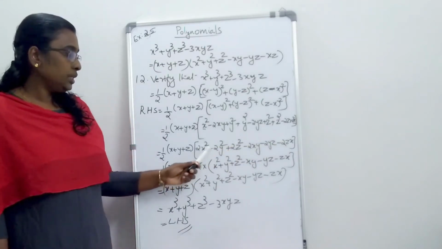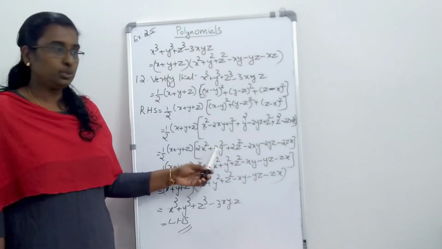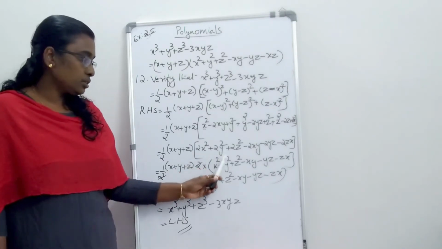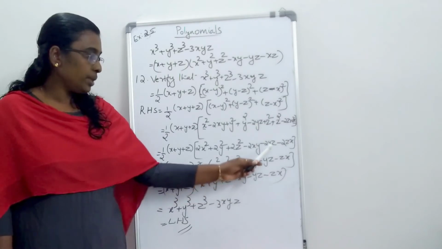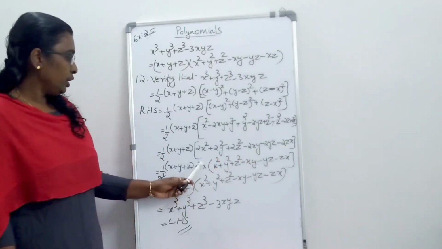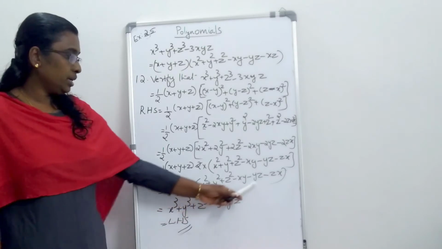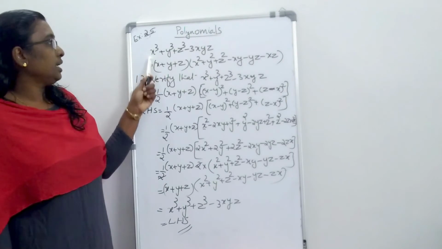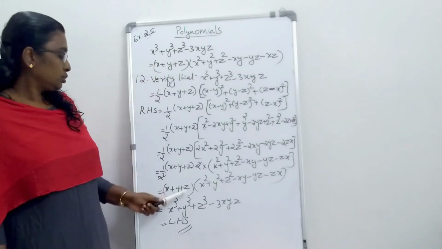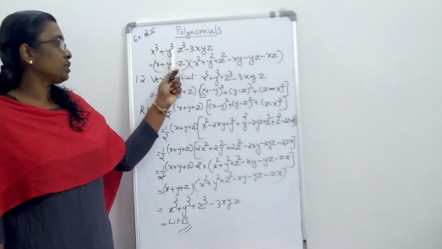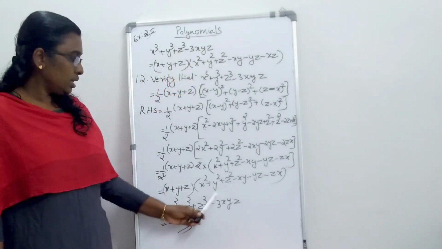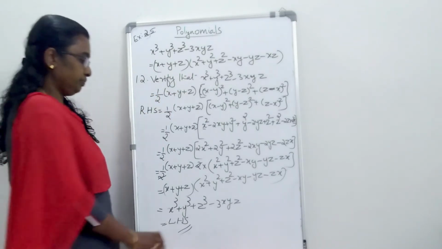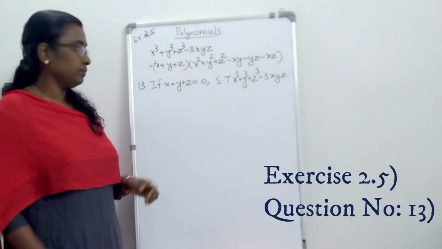In all these terms there is a common factor 2. So we can take 2 outside. So 2 into x square plus y square plus z square minus xy minus yz minus zx. Here 2 and 2 get cancelled. Then the remaining factors are these two. We studied this identity: x plus y plus z into this is x cube plus y cube plus z cube minus 3xyz. This is our LHS. Hence verified.